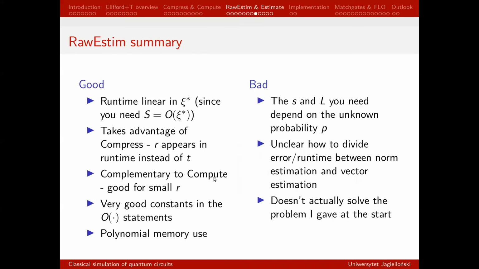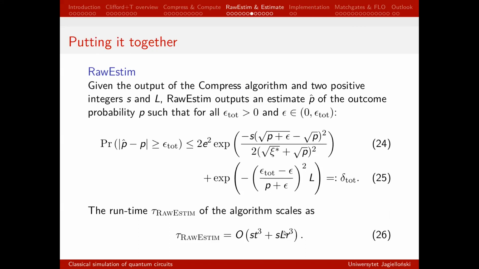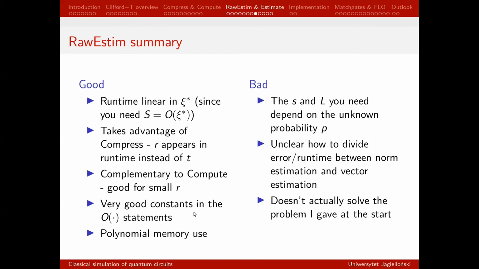Okay, so it's complementary to the compute algorithm. Compute was good when R was huge, when R was big. Here, the scaling goes with R cubed, so this is good when R is small. The constants in the algorithm are very small. The big O statements tell you something about the overall scaling, but when you implement this on a computer, it doesn't take very many operations per unit in the big O statements. And it uses a polynomial amount of memory.